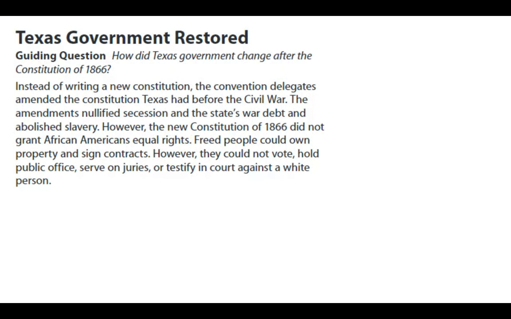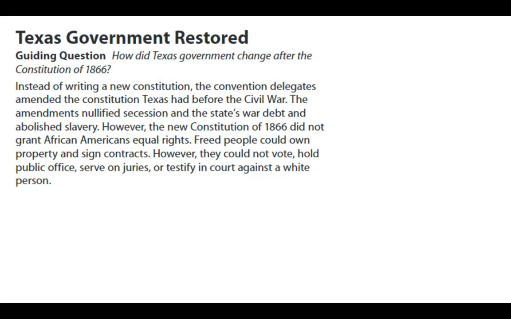Texas government restored. Guiding question: how did Texas government change after the Constitution of 1866? Instead of writing a new constitution, the convention delegates amended the constitution Texas had before the Civil War. The amendments nullified secession and the state's war debt and abolished slavery. However, the new Constitution of 1866 did not grant African Americans equal rights.